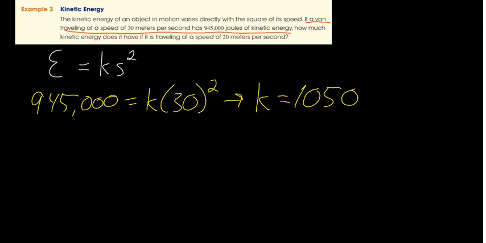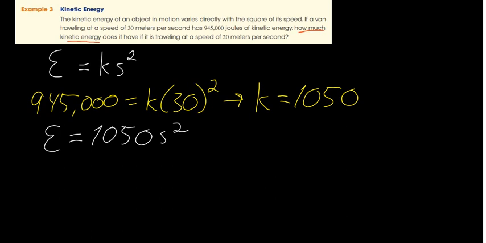Alrighty, so now we figured out what K is, and now we have our equation. Our equation is going to be E is equal to 1,050 times S squared. Now we can answer the last sentence, which reads, how much kinetic energy does it have if it is traveling at a speed of 20 meters per second? We were trying to figure out how much kinetic energy it has, so we're going to solve for E here.